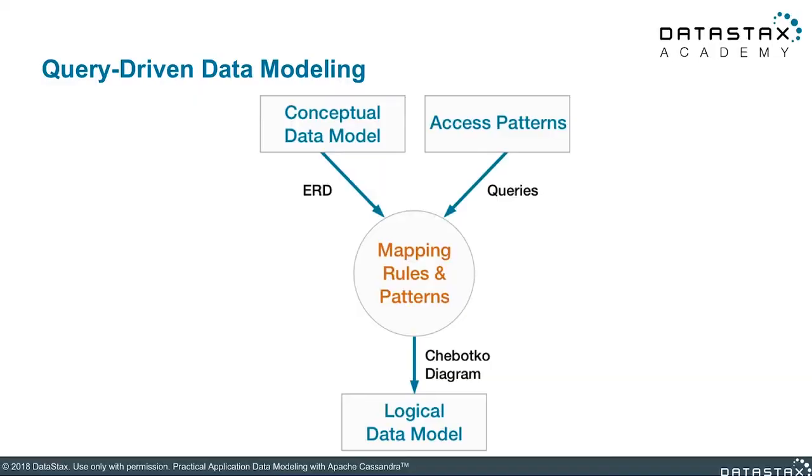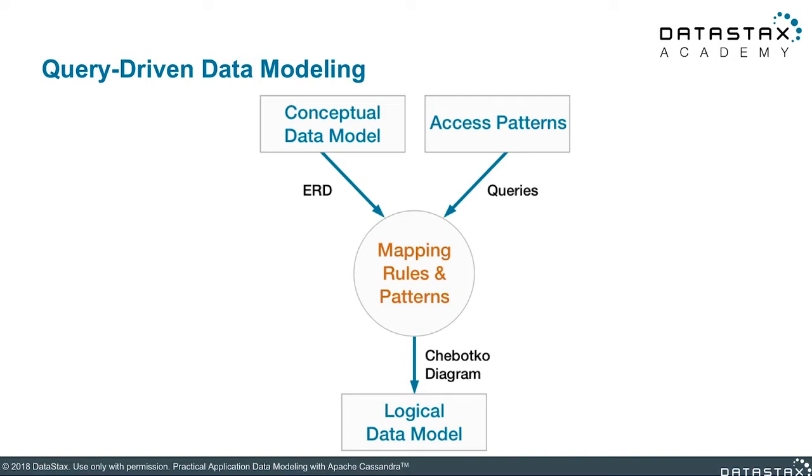Now that we have our conceptual data model and our application workflow, we combine them to make our logical data model. That's what we'll discuss in this section. Here's a diagram to explain it further. We have our conceptual data model on the left and our access patterns on the right. Remember, our application workflow diagram had access patterns in it. That's the actual queries we perform against our Apache Cassandra database.